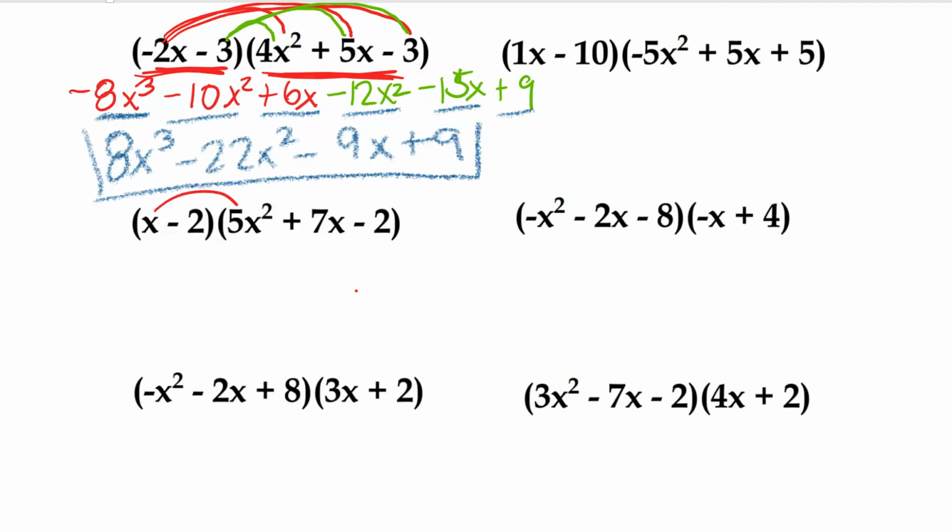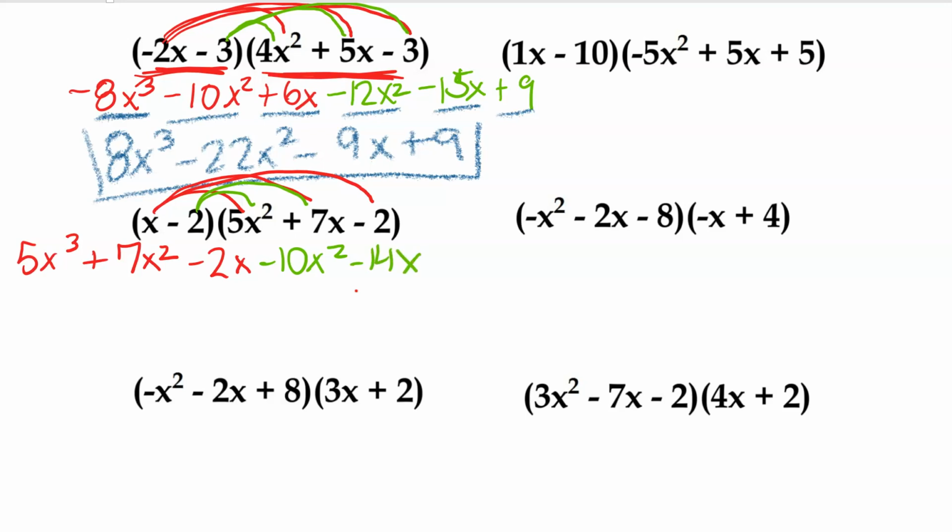All right. So this times this is going to give me, I'm going to start way over here now. So I'm going to get 5x cubed, right? This times this is going to give me 7x squared. This times this is going to give me a negative 2x. And now I must do the same thing with the negative 2. This times this is going to give me a negative 10x squared. Negative 2 times 7x is going to give me a negative 14x. And then a negative 2 times a negative 2 is going to give me a positive 4.